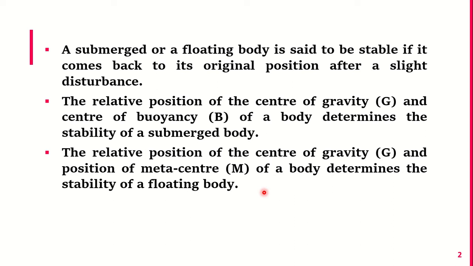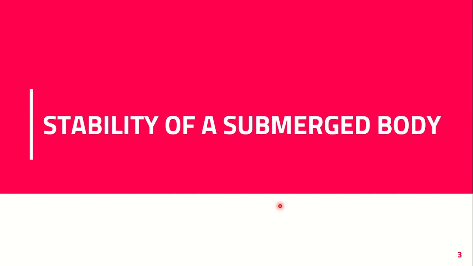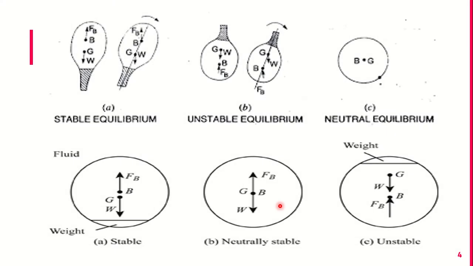If you observe the two cases, I'll tell you an easy way to remember. Submerged body and floating body are the two cases where you talk about stability of bodies. In submerged body you have to consider G and B, and in floating bodies you have to consider G and M. G is common for both. Now let's talk about stability of a submerged body in detail.